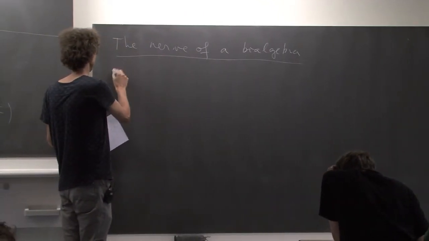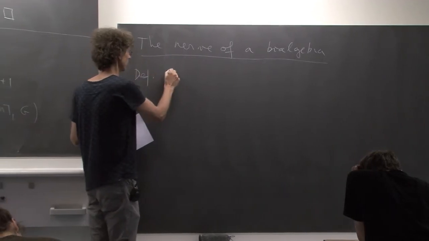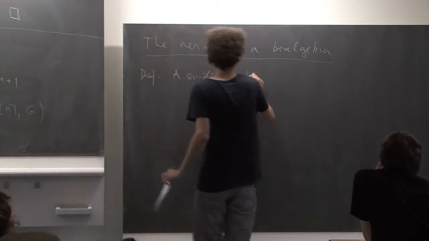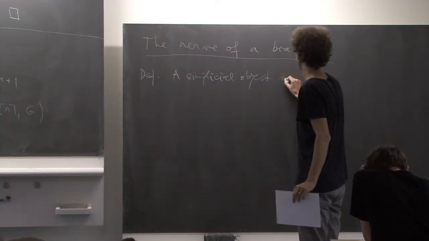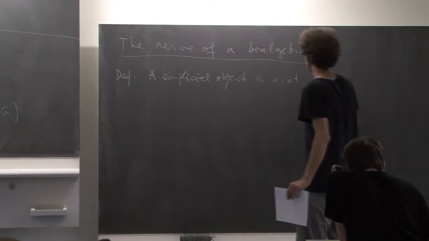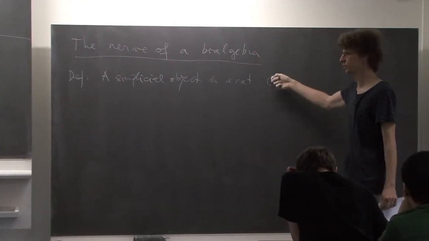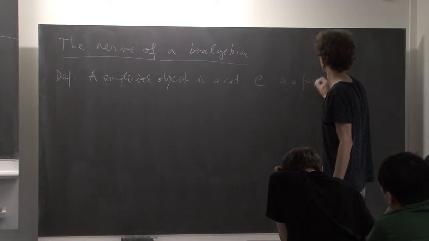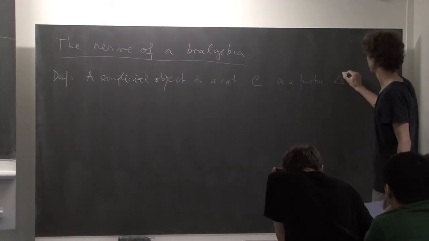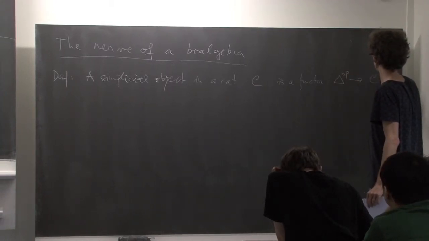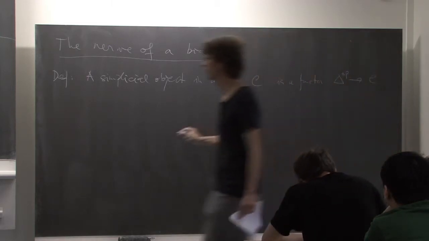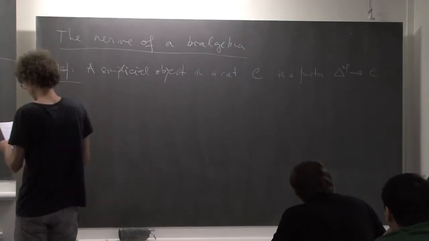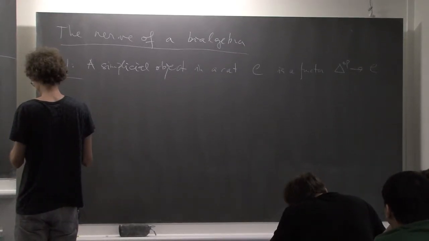So first of all, a simplicial object in a category C, as you might imagine, where we're just replacing sets with this category, is a functor going from Delta up to C. It's easy enough. Let's now have a look at what we can do.